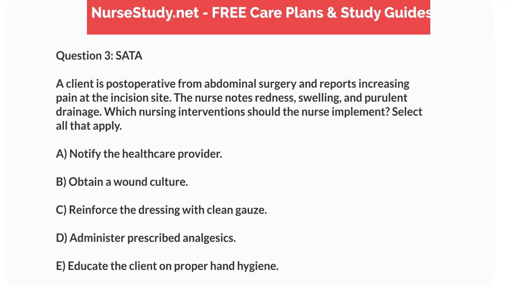Question 3. SATA. A client is postoperative from abdominal surgery and reports increasing pain at the incision site. The nurse notes redness, swelling, and purulent drainage. Which nursing interventions should the nurse implement? Select all that apply. A. Notify the healthcare provider.